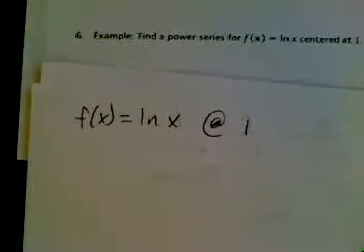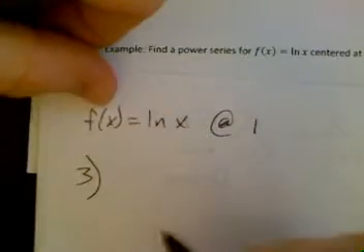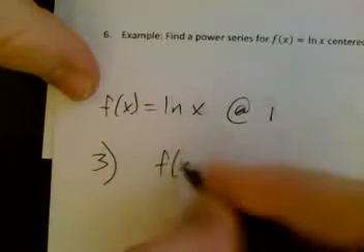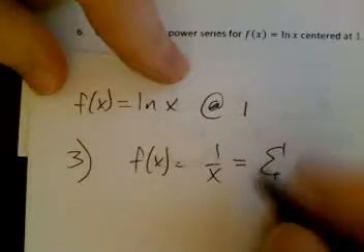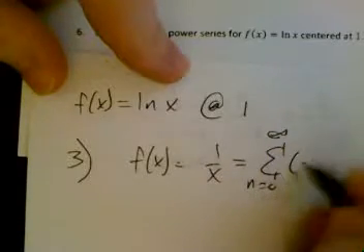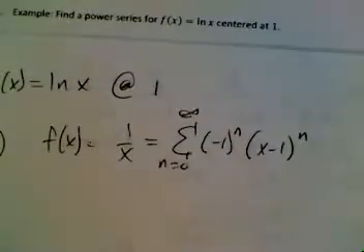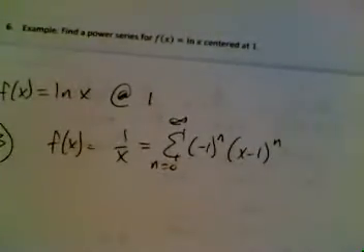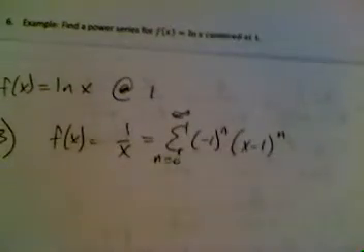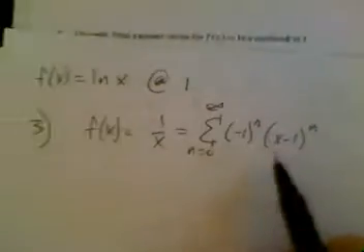What we actually have to do here is think creatively. Now let's recall a specific example. The specific example that we're going to recall is number 3. Number 3 says I have f of x equal to 1 over x, and that's equal to the summation as n equals 0 to infinity of negative 1 to the power of n, x minus 1 to the power of n. Now, I might have done some simplifications from my example 3 to this actual problem, but this is the same thing as what I had in example 3.